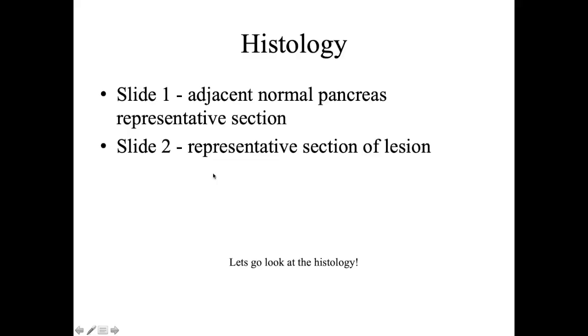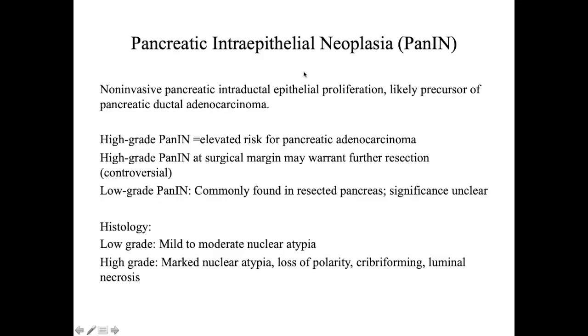So let's take a look here. Okay, so we looked at the histology, and what we saw in the first slide is a lot of pancreatic intraepithelial neoplasia. Like we very briefly mentioned, it can be low grade or high grade. It's a two-stage grading criteria. It's a non-invasive pancreatic intraductal proliferation, believed to be a precursor of ductal adenocarcinoma.